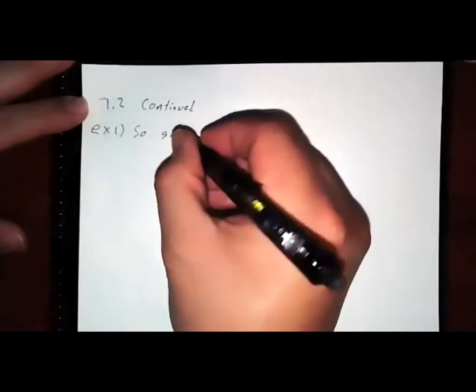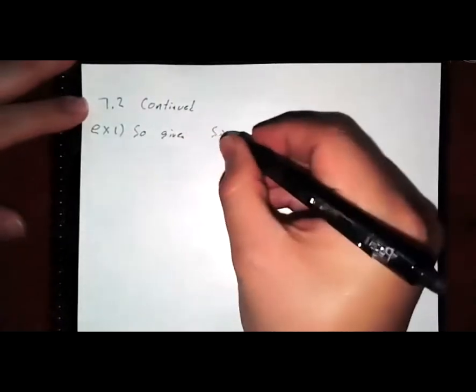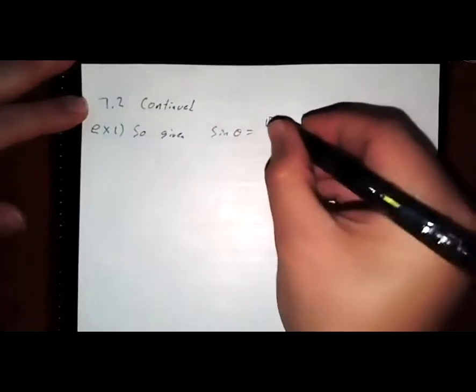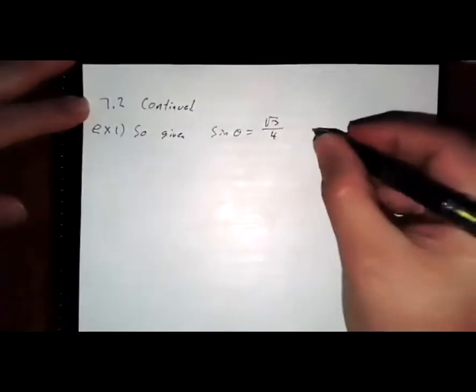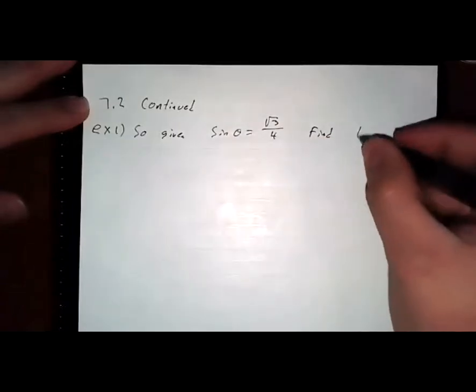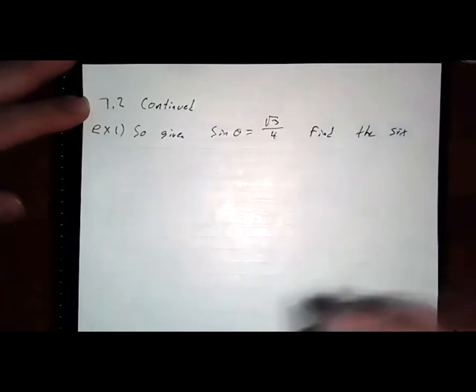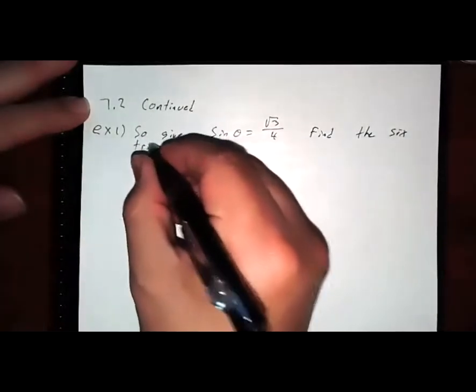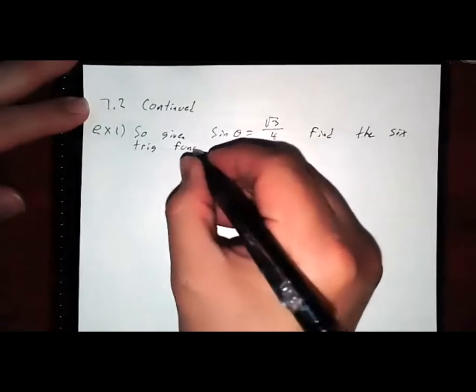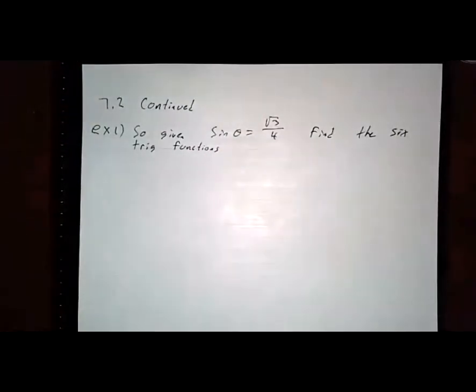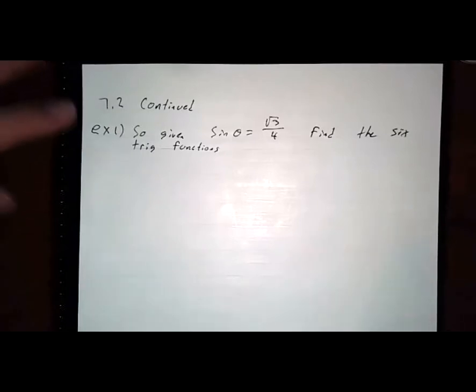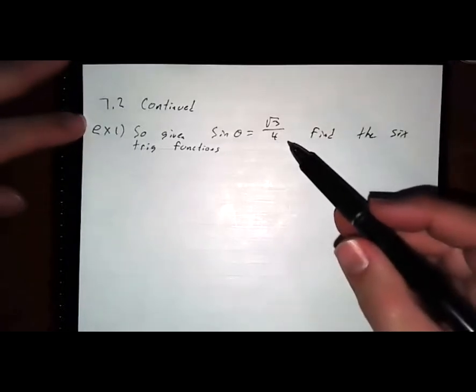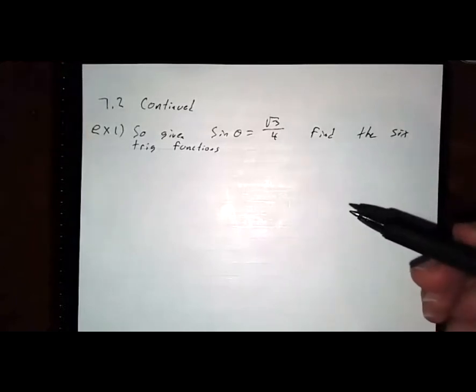And so, example: given sine theta equals square root 3 over 4, find the 6 trig functions. So, using this trig function, we'll build a right triangle, and then just find the sine, cosine, etc.